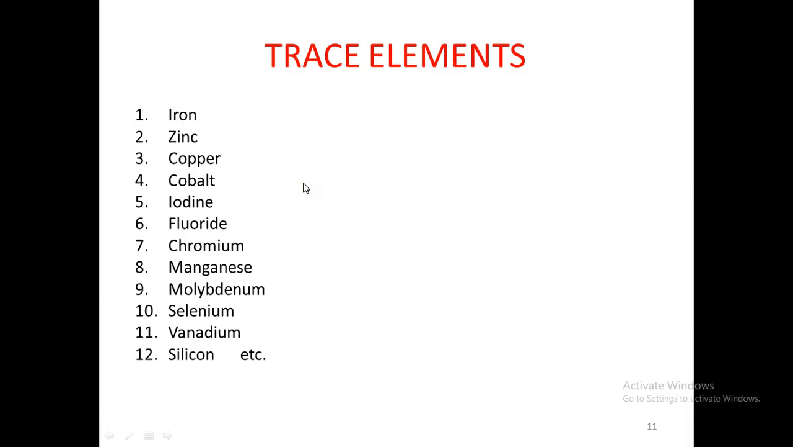Trace elements means they are present in very minute amounts, and in our diet also the dietary requirement is again very small. Out of these trace elements, we have iron, zinc, copper, cobalt, iodine, fluoride, chromium, manganese, molybdenum, selenium, vanadium, silicon, etc.